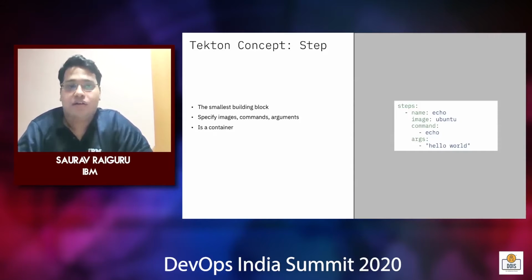Moving ahead, the three conceptual pillars of Tekton are a step, a task, and a pipeline. A step is the smallest building block. We can consider it as a container that is running on a Kubernetes platform. Generally, it's used to write commands, arguments, and specify images that will be given into a pipeline.